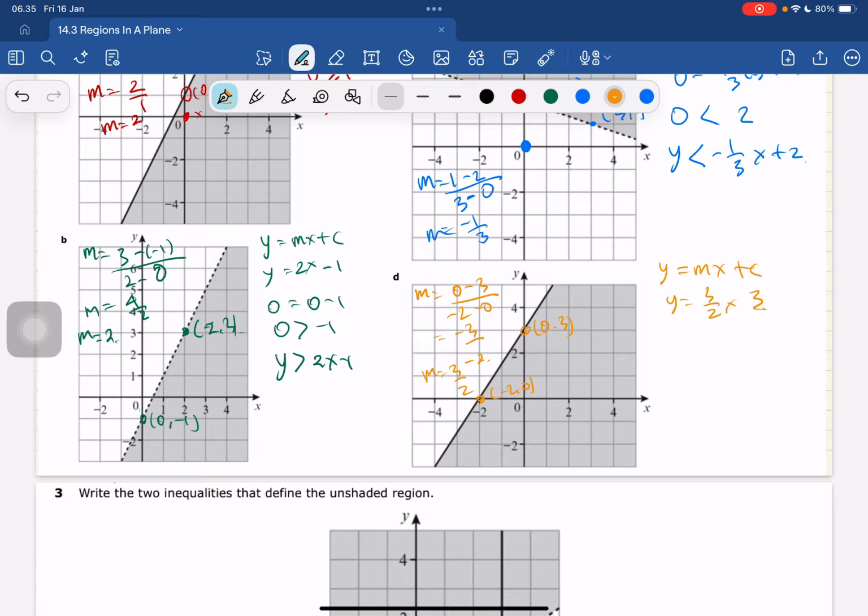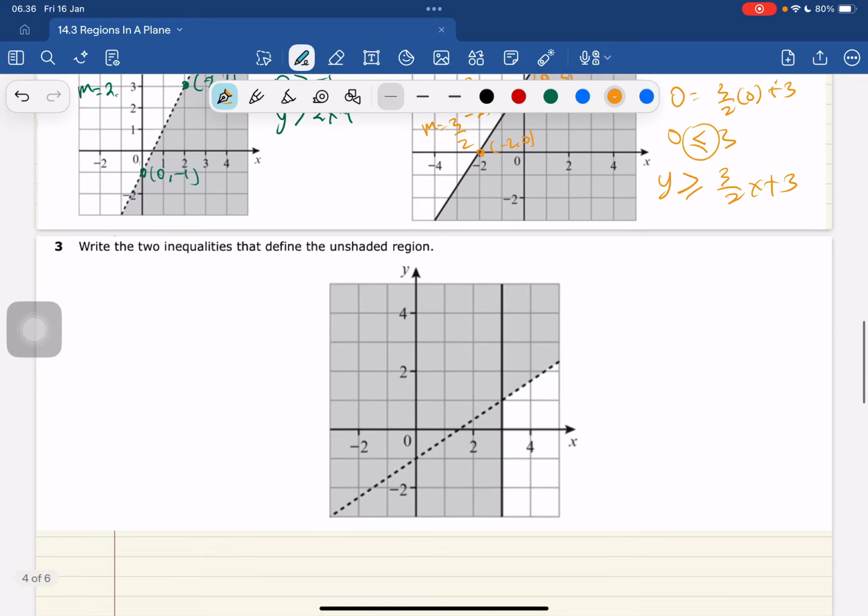Let us take the origin point (0, 0). So 0 compared with 3 over 2 times 0 plus 3. What is the correlation between 0 and 3? 0 is less than or equal to 3. Since this is unwanted, we will reverse this sign. So y bigger than or equal to 3 over 2x plus 3. Okay.